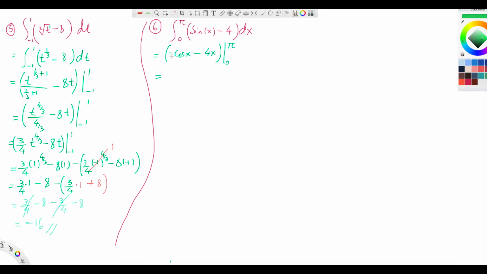Now what you do is you plug in pi to both of these. Negative cosine of pi minus 4 pi. I plug in the upper limit, right? And then do minus, I will plug in the lower limit. Negative cosine of 0, and then minus 4 times 0, right? What is the value of cosine of pi? Cosine of pi is negative 1, but there is one negative already, so positive 1 minus 4 pi. Minus minus plus, what is cosine of 0? It is 1, and minus times minus is plus 0, right? You see that? So 1 plus 1 is 2, and then minus 4 pi, right? So the answer is 2 minus 4 pi.